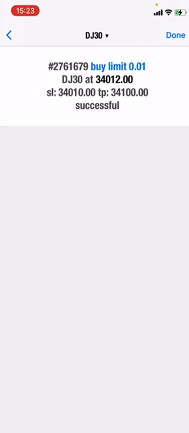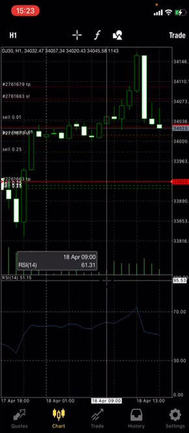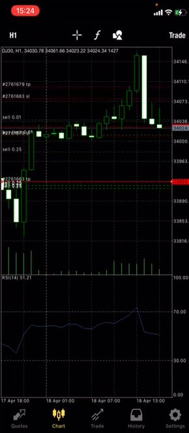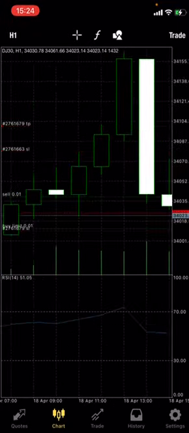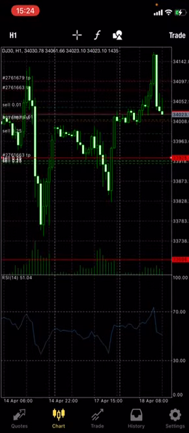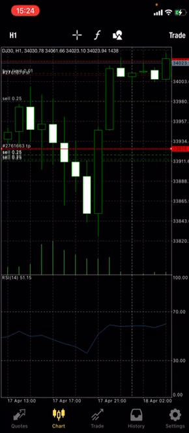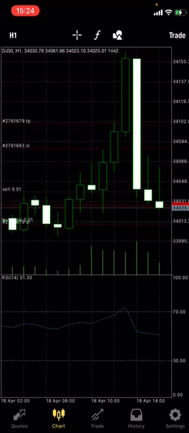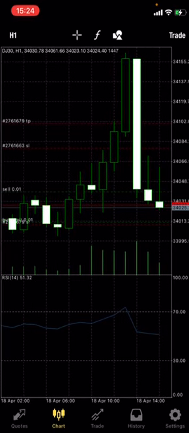Then I say place. So here's my buy limit. You can see, let me zoom it in so you can see. So that's your buy limit there at the top. You see, if the market comes to this level and rejects, you're going to activate and go up with it. So you just need to know your levels.